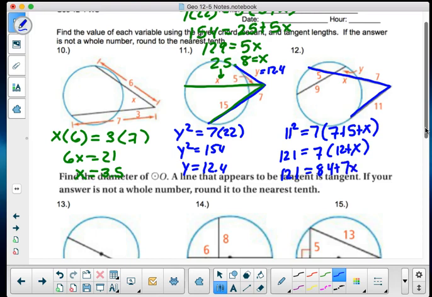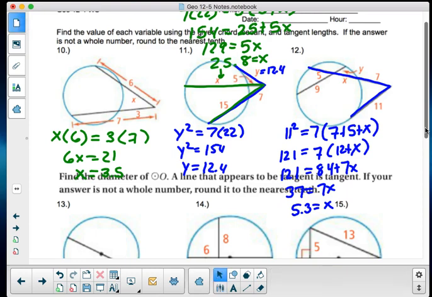121 minus 84 is equal to 37. So I got 37 equals 7x, and I divide by 7. And I'll get my 5.3 is equal to x when I'm done there. So that's my x value.